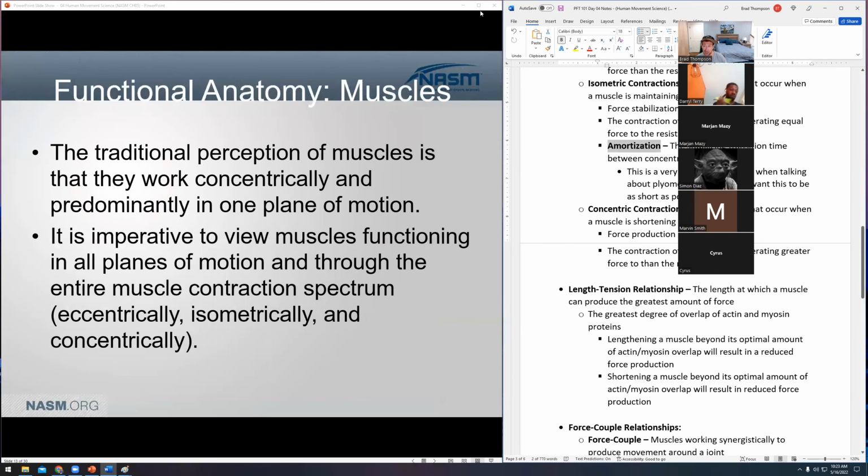So why am I talking about this? Because I am so far from a financial expert, it's not even funny. But it's very analogous to what we're talking about. It's the transition time of the loan. Amortization, when we're talking about it here, is the transition time between concentric and eccentric.